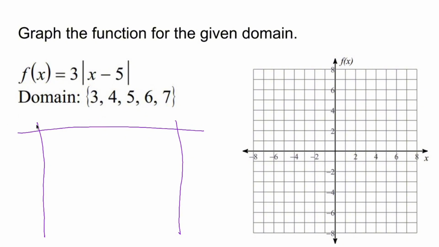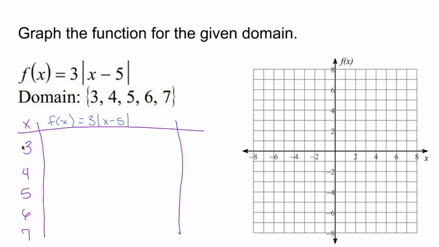In the first column, I'm going to have the x values, which is my domain. And my x values are going to be 3, 4, 5, 6, and 7. In the middle, what I'm going to do is actually calculate what f of x is given the x value that I have. Okay, so I have 3 times the absolute value of x minus 5.